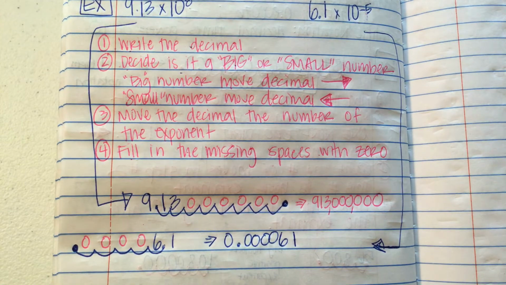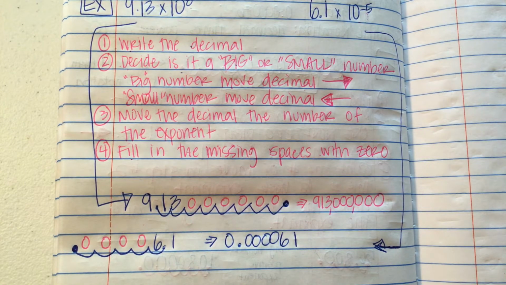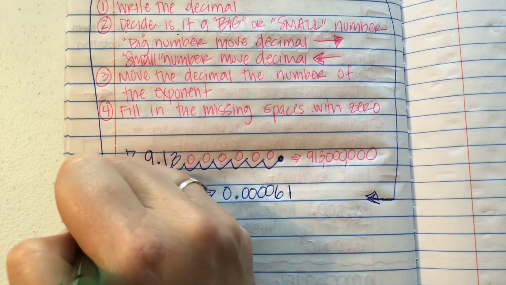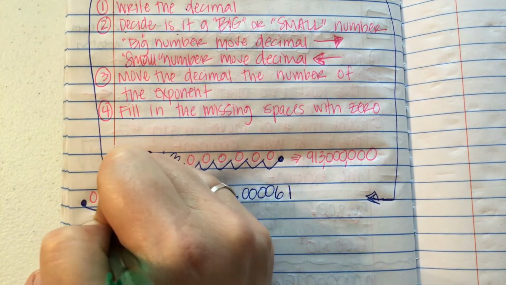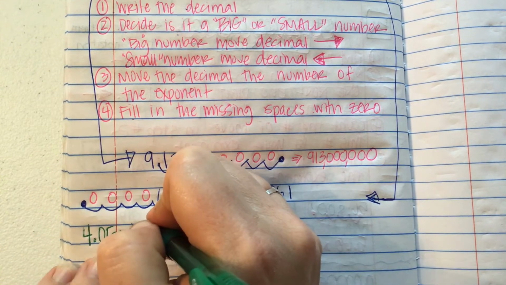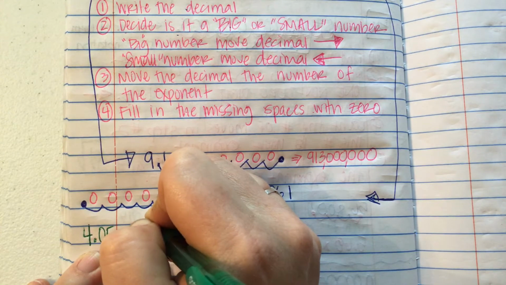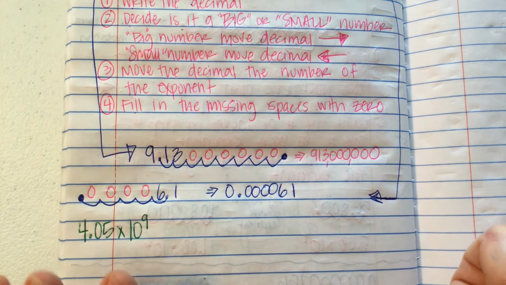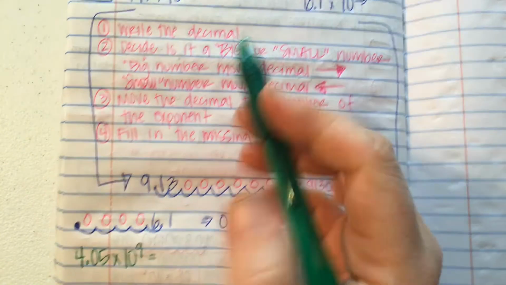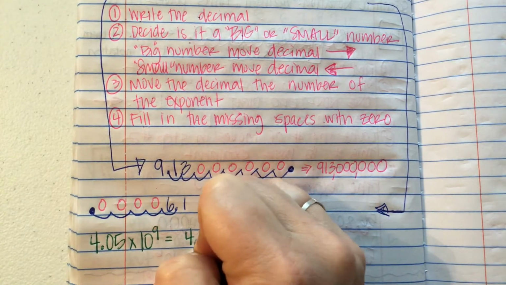Let's do a little bit more practice. Let's go with 4.05 times 10 to the 9th. Let's go big. All right. Step number 1, write the decimal. 4.05.